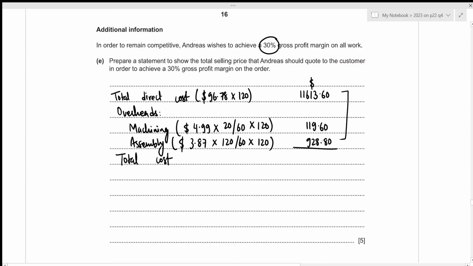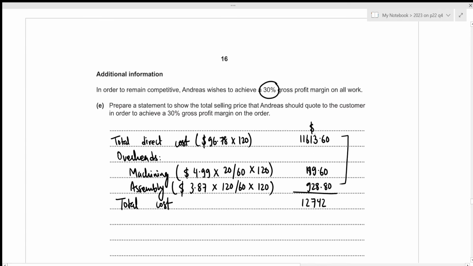So the total cost is 11,613.60 plus 119.60. Sorry, that should be 199.60, not 119.60, because it's 4.99 times 20 by 60 times 120. Okay, so our total cost is 11,613.60 plus 199.60 plus 928.80, which is also 12,742.